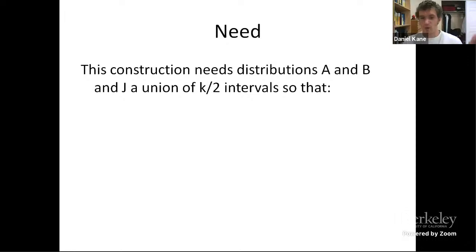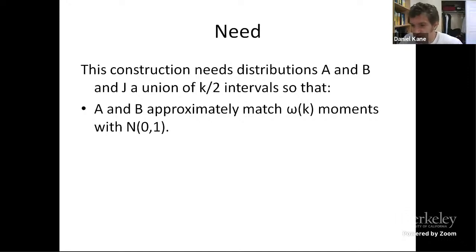Okay, so how does this work now? What does this distribution need? Well, this construction needs two distributions, A and B, for our conditionals on y equals 1 and y equals minus 1. We also need a degree k PTF. And a degree k PTF in one variable is basically just a union of k over 2 intervals. So we need A and B and J, which is a union of k over 2 intervals. And they have to satisfy a bunch of conditions. A and B need to approximately match many moments with the standard Gaussian. In fact, they need to match more than k moments because we need lower bounds to be better than d to the k.